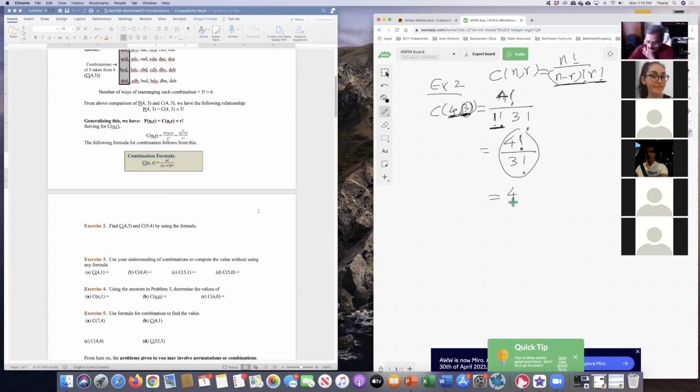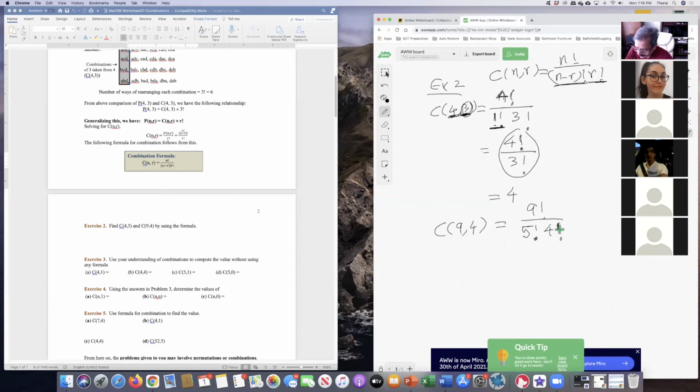And then C9,4. If I want to do C9,4, can somebody tell me the numbers? What's the numerator? Factorial 9. Right, divided by factorial 9 minus 4, which is factorial 5, times factorial 4.